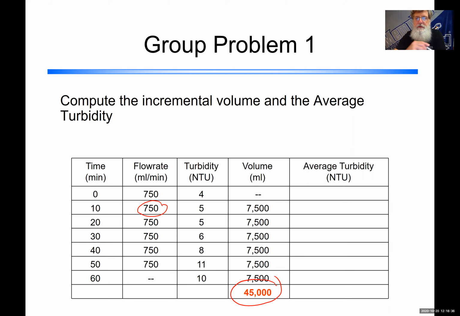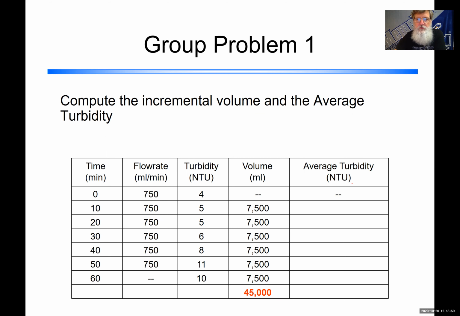Okay, so now let's go back and calculate our average turbidity. Now you remember that the average turbidity is the average at the beginning and the end of the time cycle, then times the volume treated over the total. So it's the weighted average.